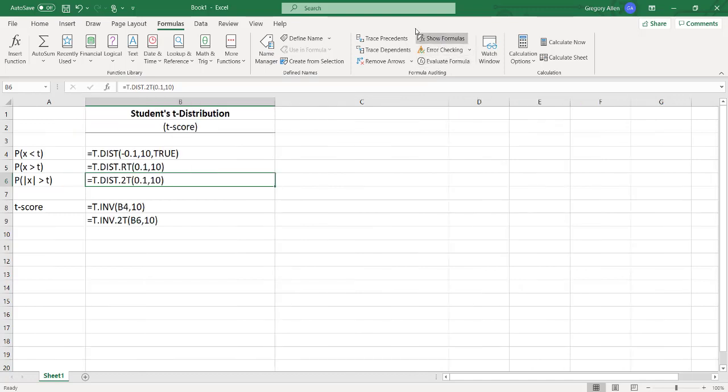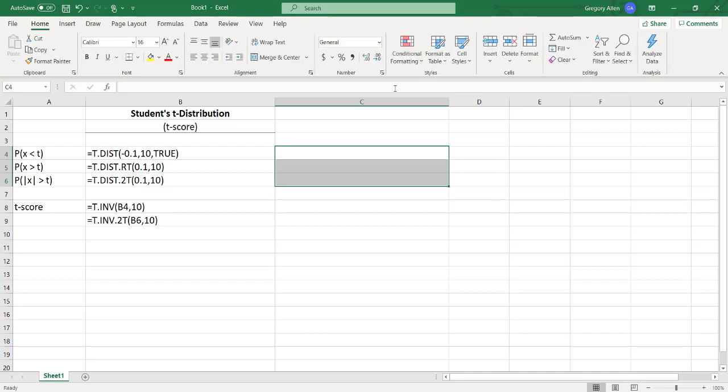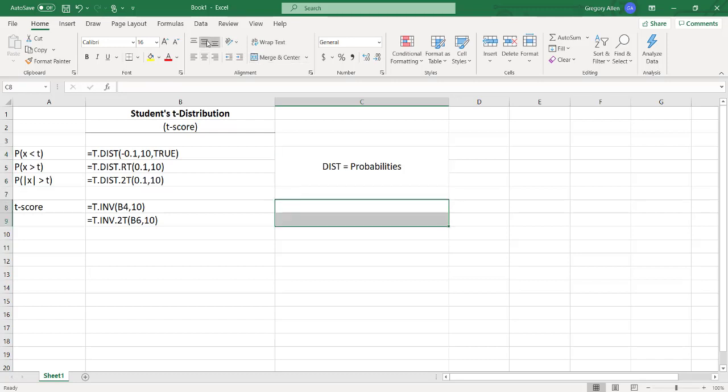So those are our t-distribution functions. And just again to summarize, you're going to use this DIST to find probabilities, and you're going to use the INV formulas to find t-scores.